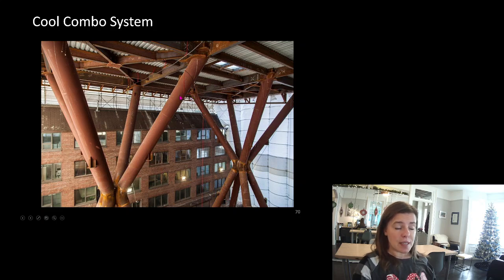Here's a really cool system. This is 134 Peter right in downtown Toronto. And this is actually the building Dave works in. And my pals at Cast Connects designed these castings. So these are basically a series of pyramids stacked on top of each other.